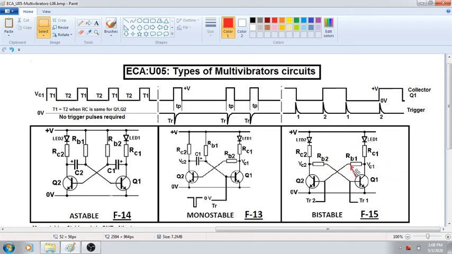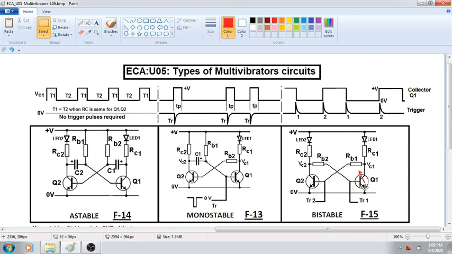Now observe the point here: because it has to be stable in both states, there are no capacitors. If there is a capacitor, what happens in monostable? It remains in one state for some time and immediately comes back. We don't want that to happen. So we will remove the capacitor and simply connect through a resistor the collector of Q1 to the base of Q2 and the collector of Q2 to the base of Q1. Like this we will be connecting, and we will give a trigger facility at the base of both transistors.